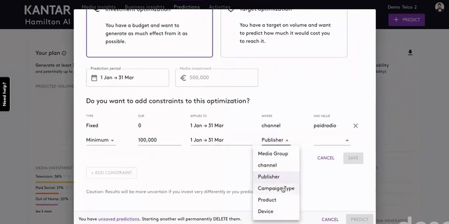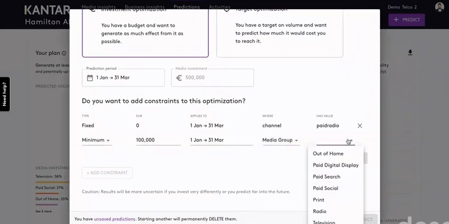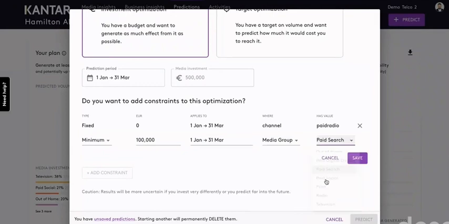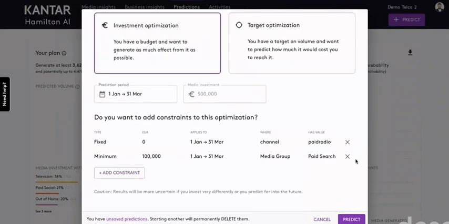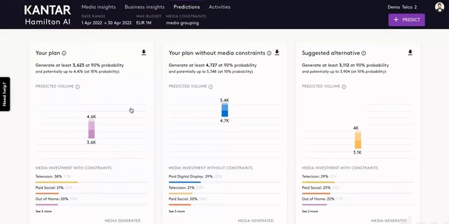Let's say we want a very specific, let's choose media group and paid search as well. You can add various different types of constraints, and then this optimization takes into account all the possibilities that there are and finds the most efficient one. And the output takes between 6 to 12 minutes, and it would look like this.